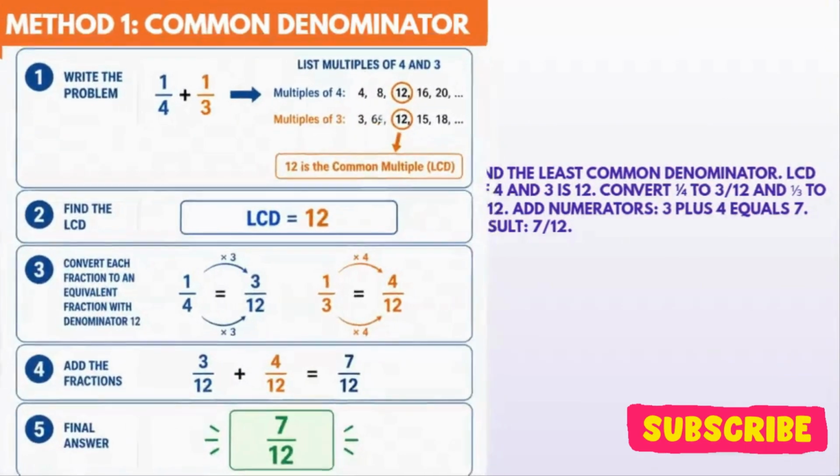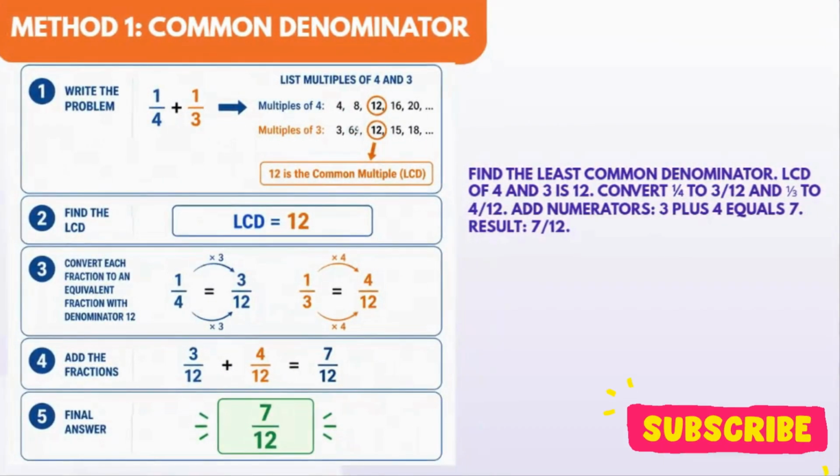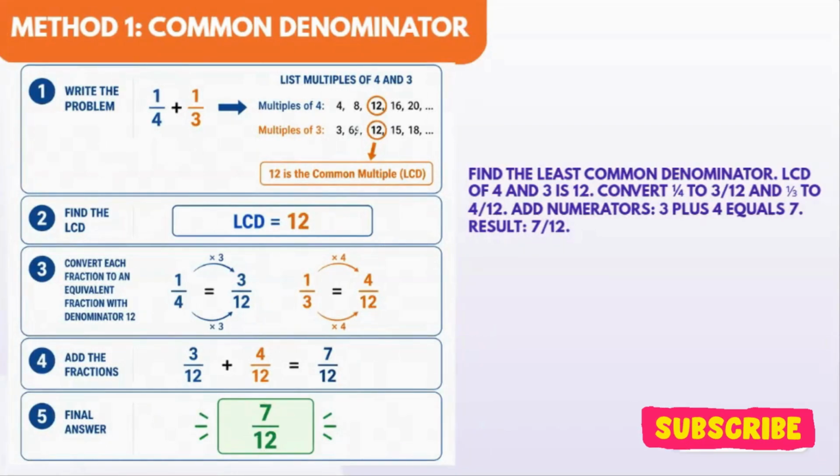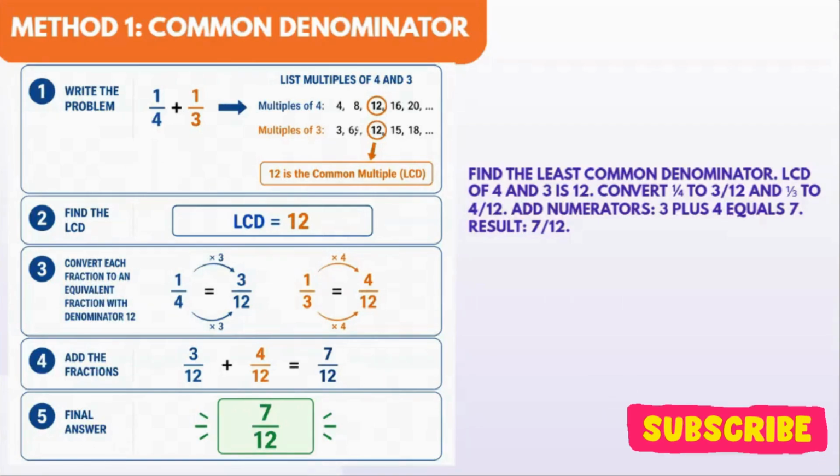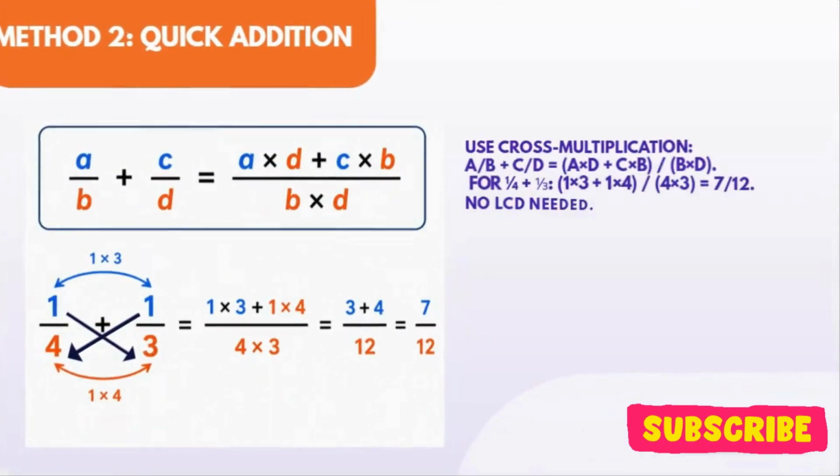Okay. This is the first method, the common denominator. In this way, you will have to write the multiples of the denominators, like 4 and 3 as given. Now you have to get the common multiple, which is also called the least common denominator. After finding the least common denominator, which is 12, you have to multiply each fraction by a certain number so that you get 12 in the denominator. For example, I multiply 1/4 by 3, I get 3/12. And 1/3 is multiplied by 4, I get 4/12. After adding the numerators, you will get the answer.